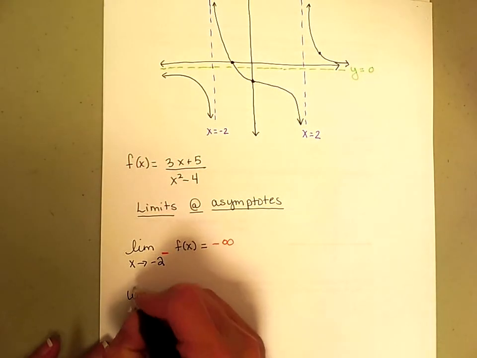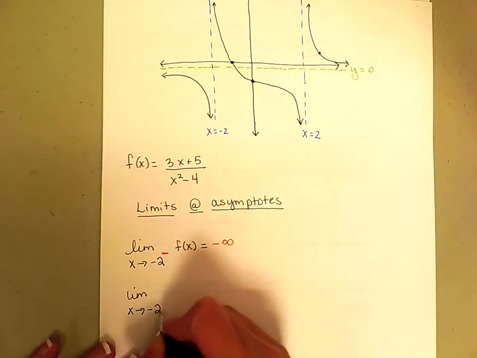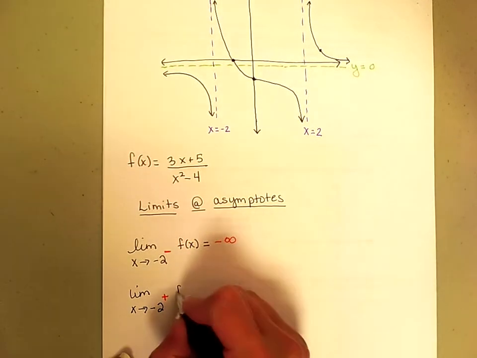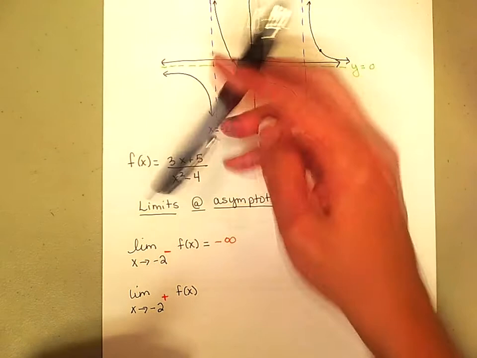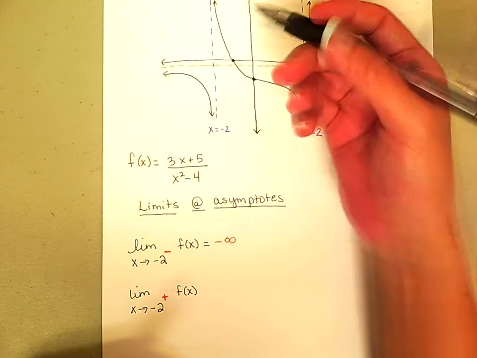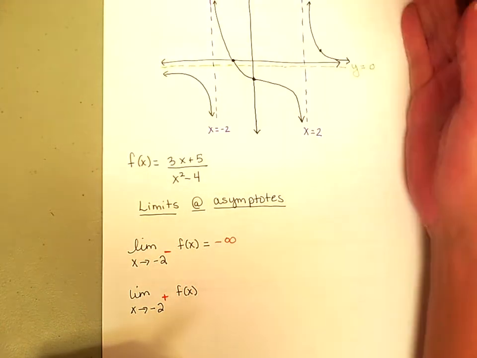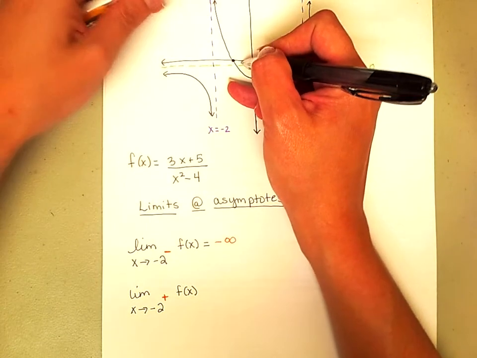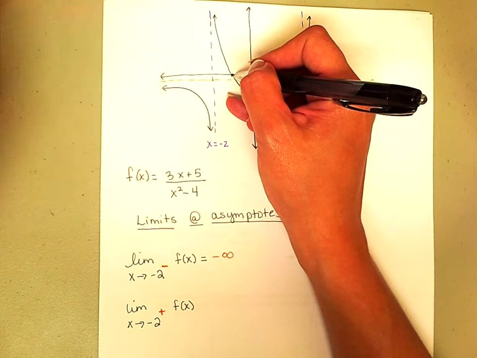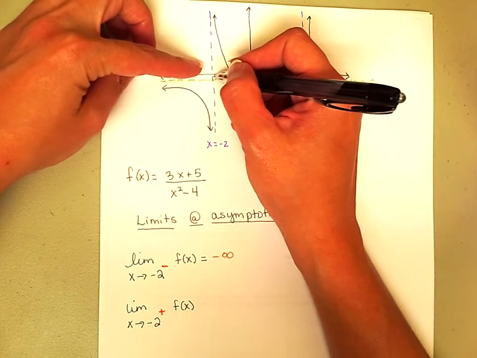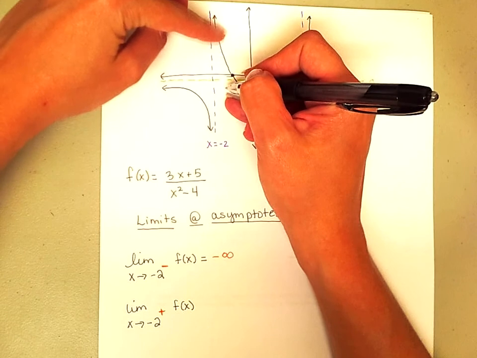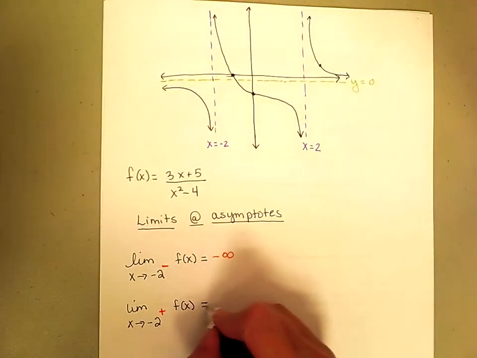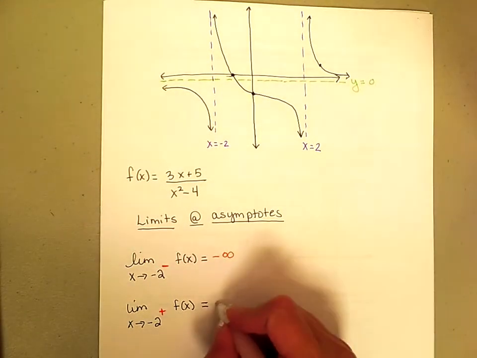Alternatively, we could look at the limit as x approaches negative 2 from the right-hand side of our function. So here's negative 2. I want to come from the right of it, okay? Not all the way over here. Don't go past this end. So start somewhere from the right. And as I'm approaching negative 2 from the right-hand side, the function is taking off to positive infinity. So we can write it like so.